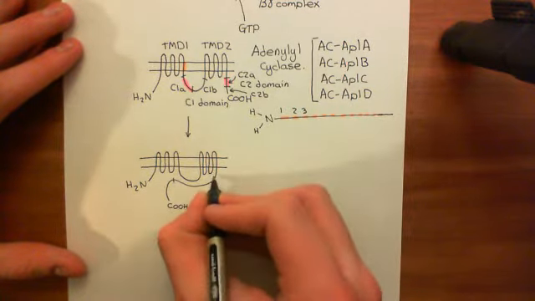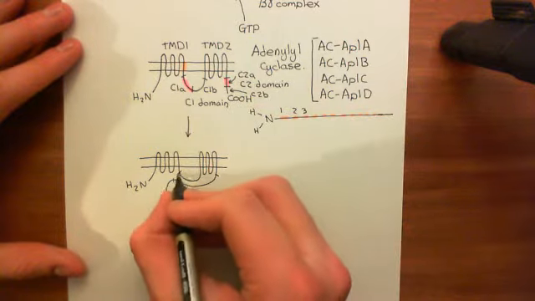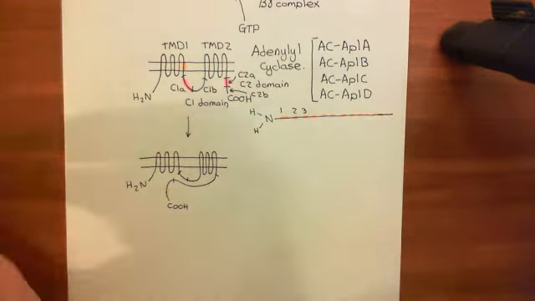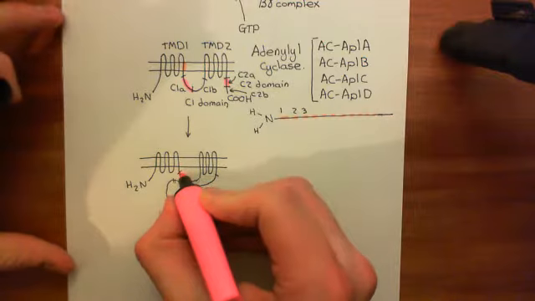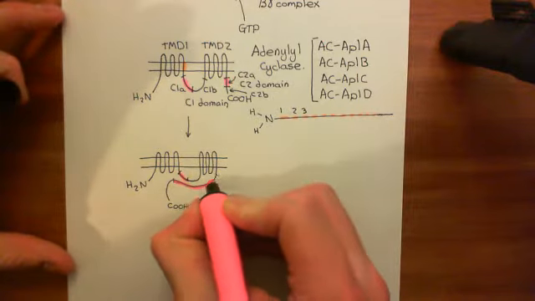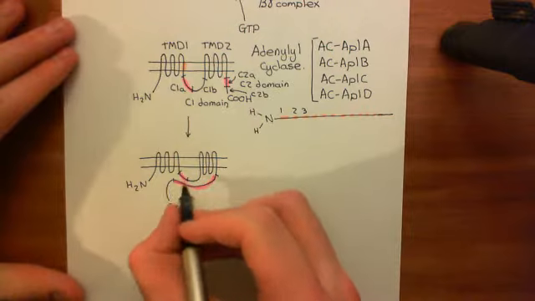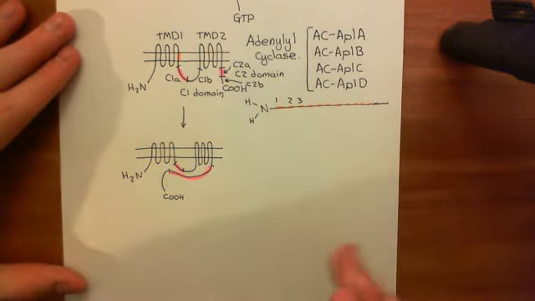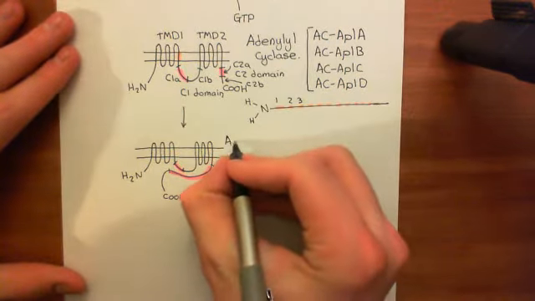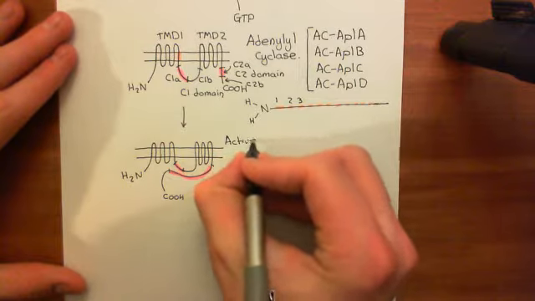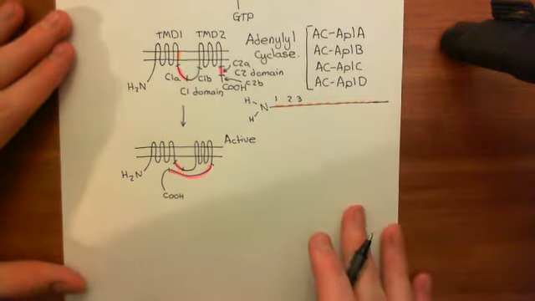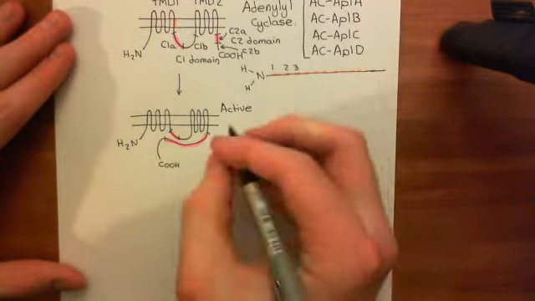I have hugely stretched C2a from what it was in this previous picture to show the two stuck together. Here's C1a, here's C2a. Okay, and they're now dimerized together. And this active form of the adenylyl cyclase will then start catalyzing the cyclase reaction. Now, what is the cyclase reaction?